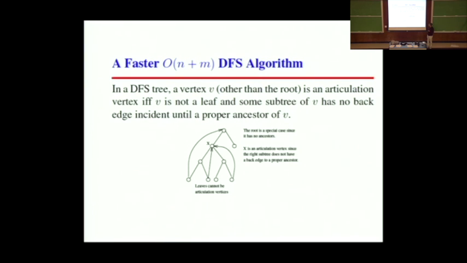This one is not an articulation vertex, but the root actually is, right? Does everybody see if we blow away the root, this guy falls down, right? So in this case, X is not the only articulation vertex in that graph. Does everybody see that? The root would also be.